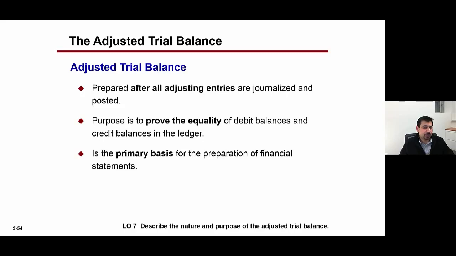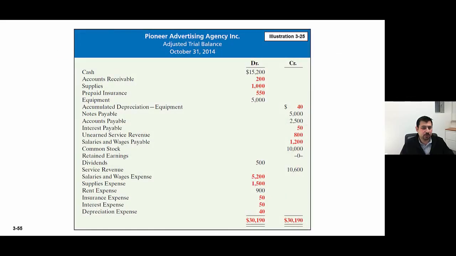And again, here it's like the trial balance. We try to prove the equality of total debits and total credits. The information in the adjusted trial balance is the basis of financial statements. This is mostly the information that we use in order to prepare the financial statements. And this is how the adjusted trial balance looks like. This is the same one for the same company.